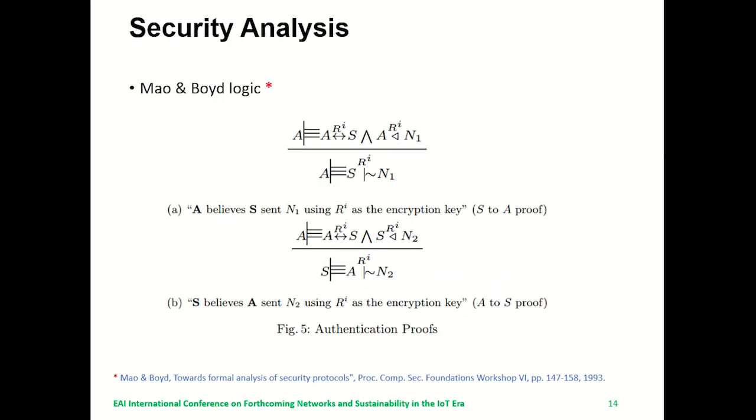We have used Mao and Boyd logic to verify the robustness of our protocol, RapidAuth. Figure 5 gives the proof where S believes A sent N2 using RI as the encryption key.